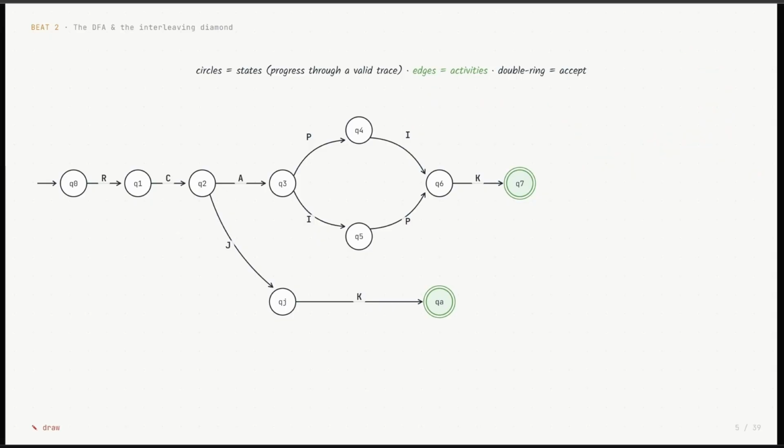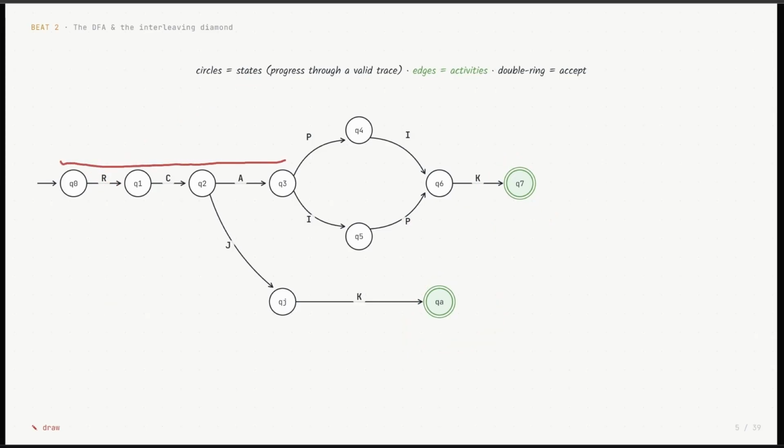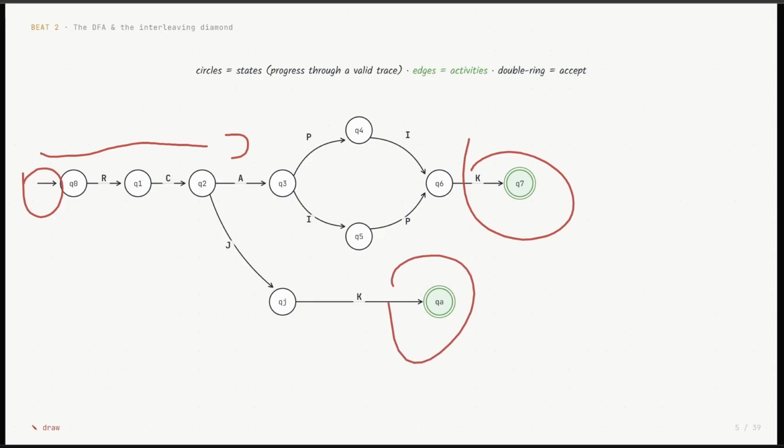So let's start. We have this machine. You have the circles here, and each one of these circles is a state. These arrows are the transitions. And here, the green double circles are valid places to stop. So the idea here is that you're going to run your trace from left to right. You're just going to follow your arrows, of course. And for each activity, you follow the arrow, and then you're going to see if you land on a valid end place or not.